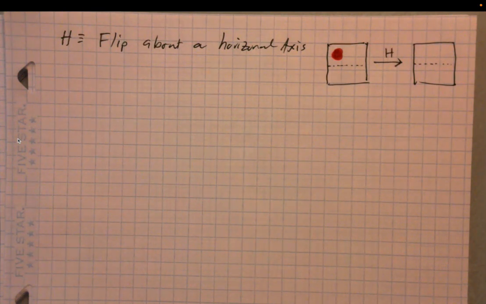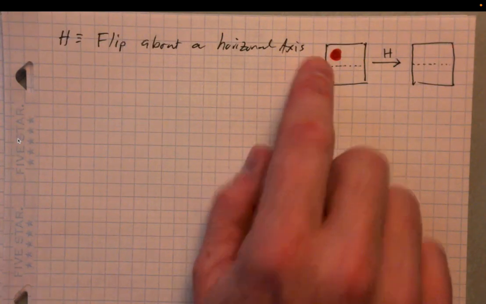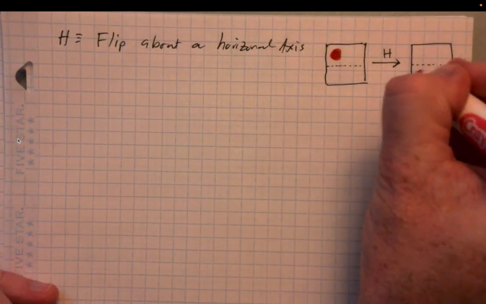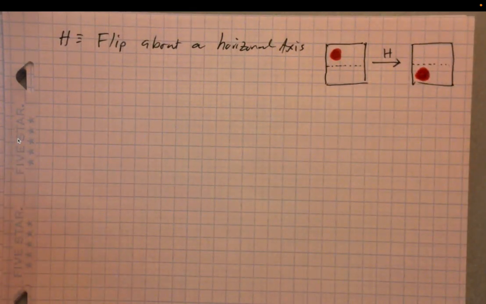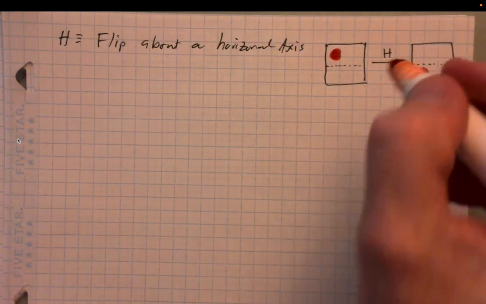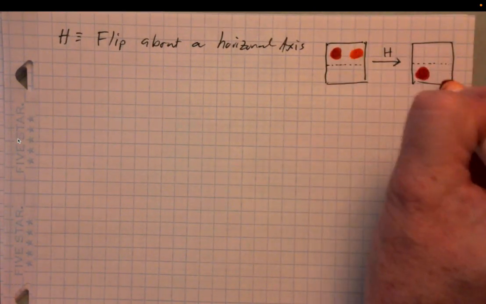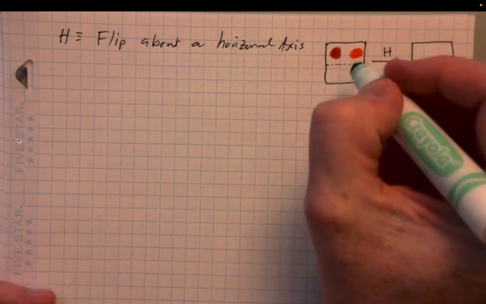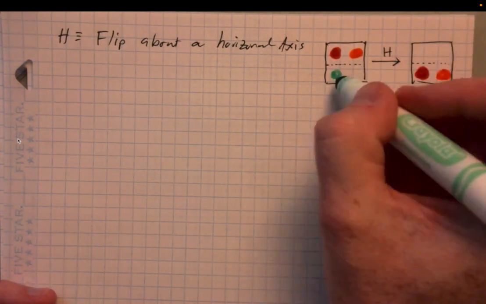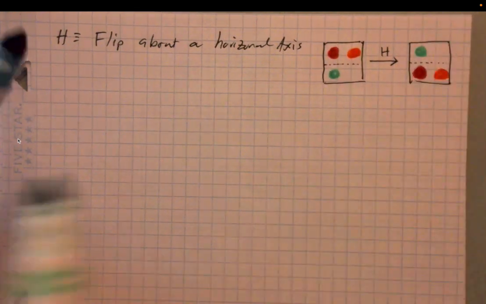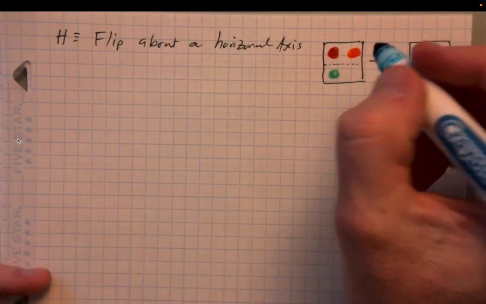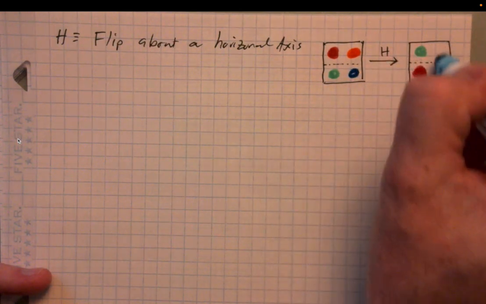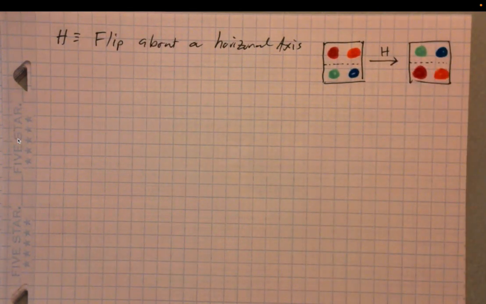So the horizontal axis will be, so pink will start up here, and it'll flip down to here, won't it? Orange will start up here, and it'll flip down below. Green would be here. It's going to flip up to the top. And then blue starts here and flips up to the top, right? So you can see that this just flipped. And this would be equivalent to basically like flipping the square over.